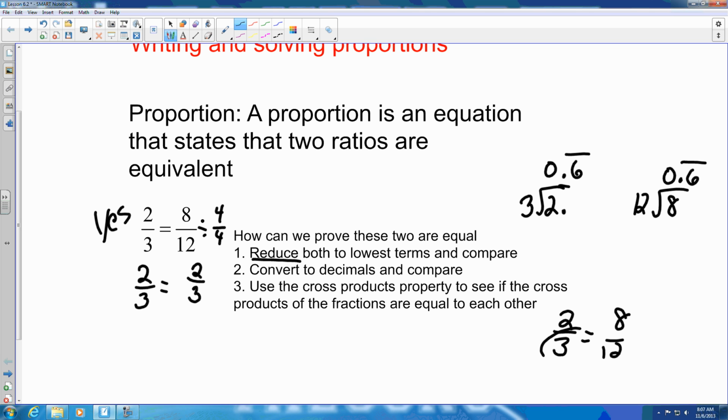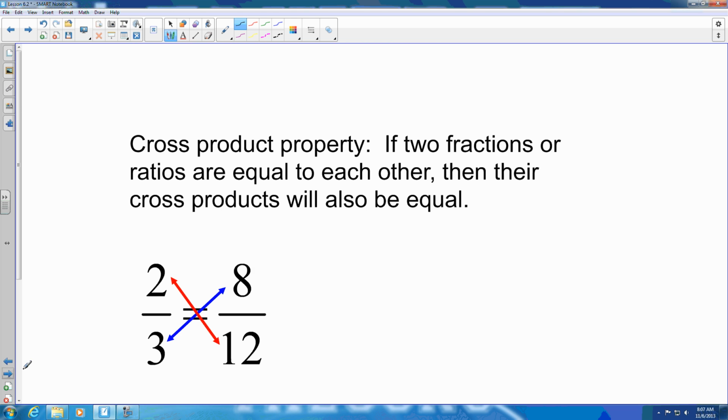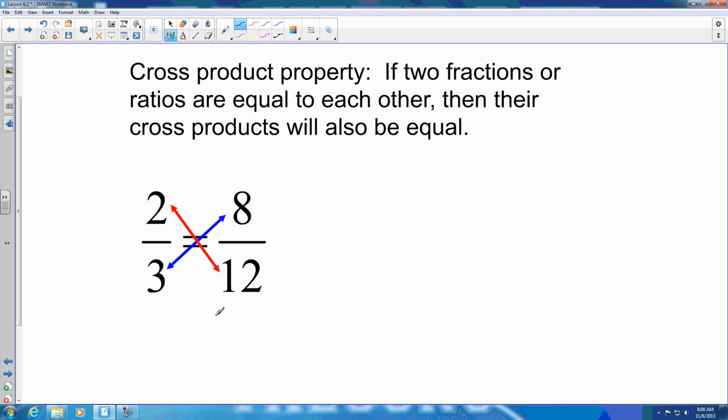What you're doing is you're taking these two values and multiplying them by one another. So 8 times 3 gives me 24. So you write down 24 right there. And then you do these two values. You take the product of those two. So 12 times 2 is, in fact, also 24. Since these two numbers match, I can say yes, they are a proportion, which is what we have right here.